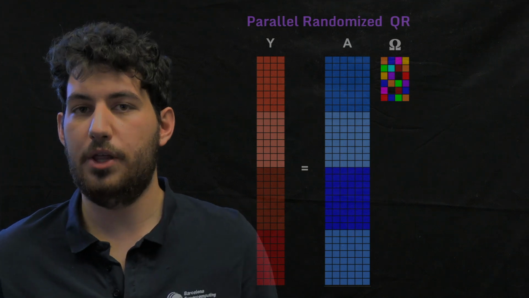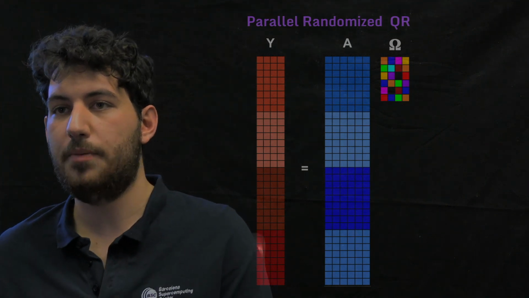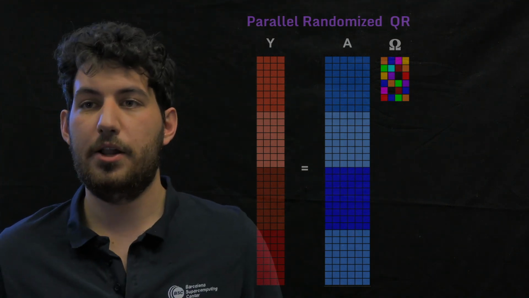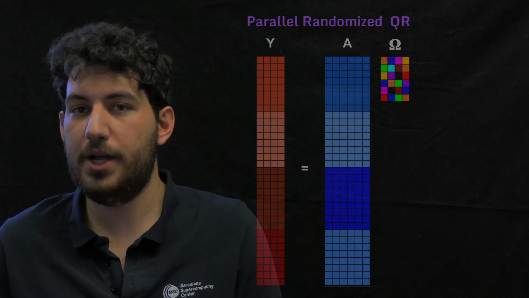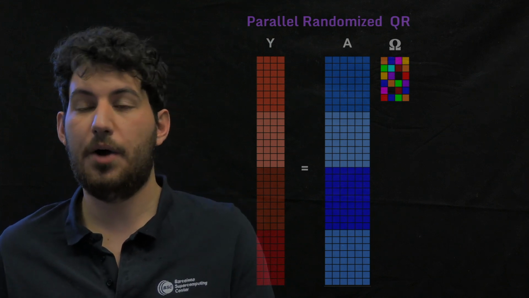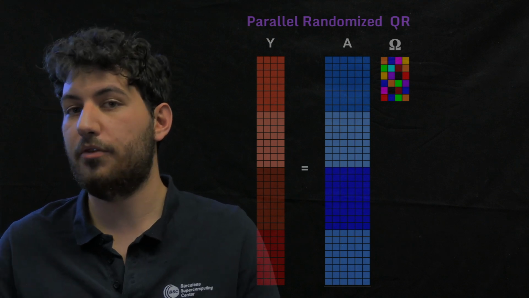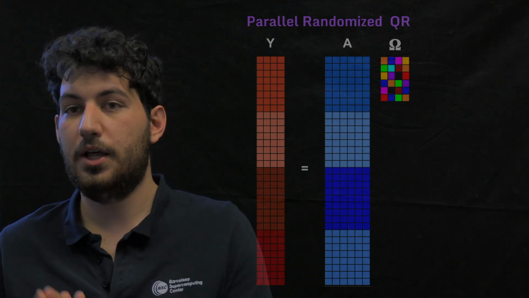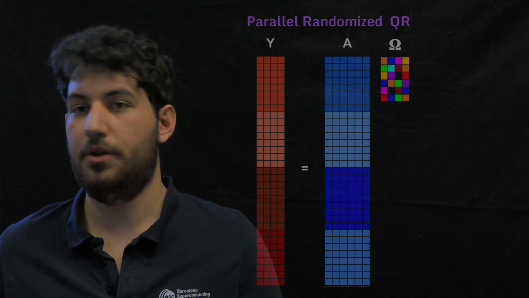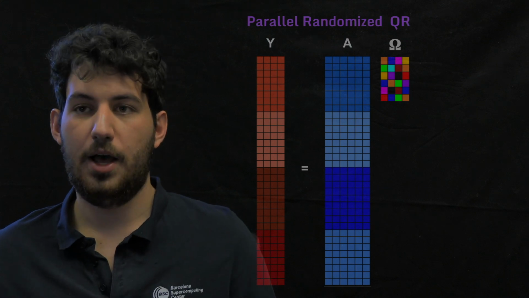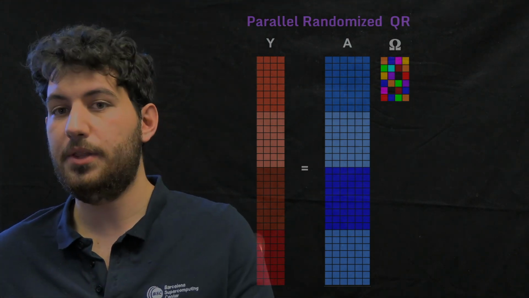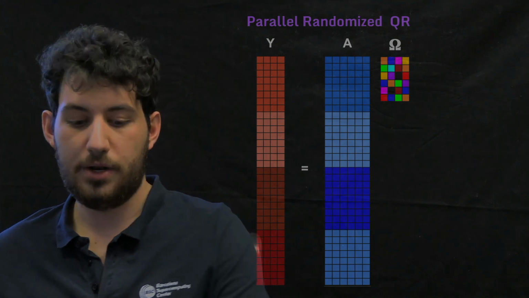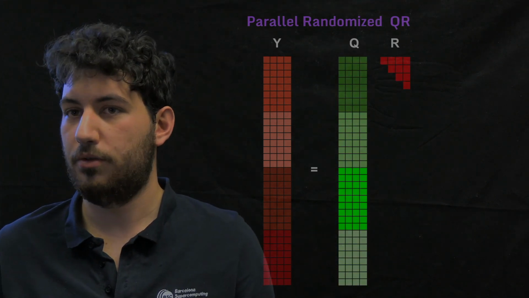So we have an algorithm that allows us to do parallel randomized QR. This parallel randomized QR is based on, as with any randomized factorization, randomizing our data so that we can reduce the number of columns it has, but still conserve all the dominant features in the data. When we do that, we obtain a much thinner matrix called Y, which is the one we are going to perform the QR factorization from.